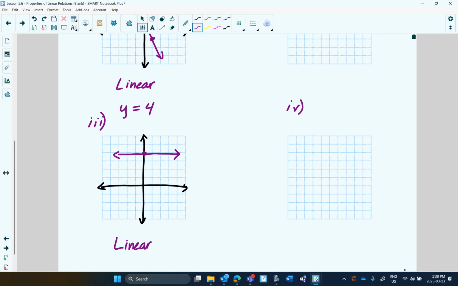Fourth one. X equals 1. That one. Vertical. So go on the x-axis, find 1, draw a vertical line through it. And you've got it. Linear? Yep.